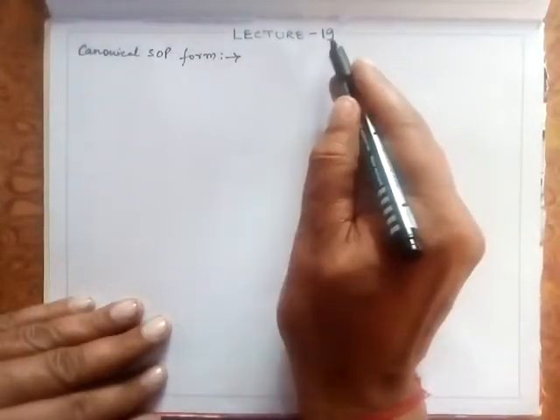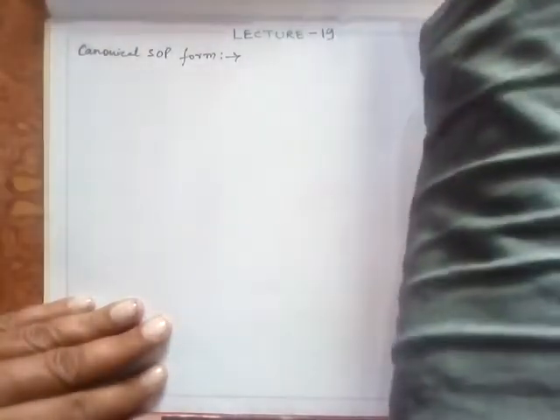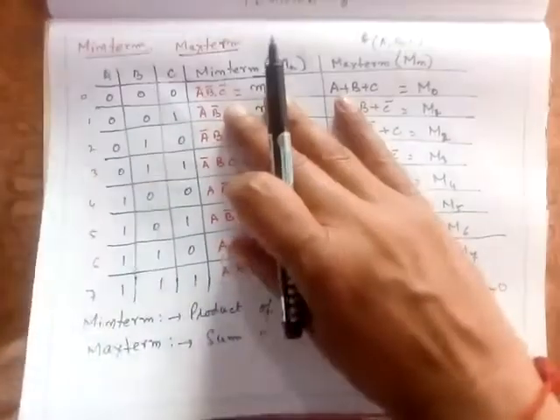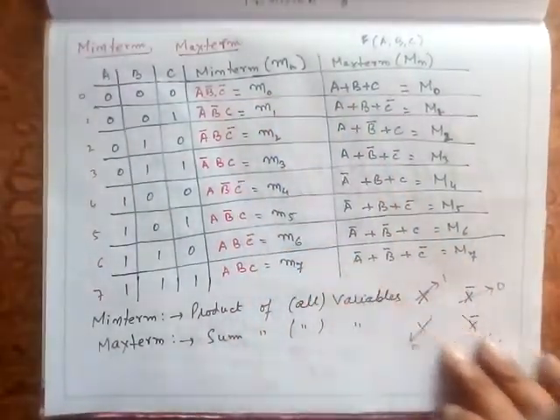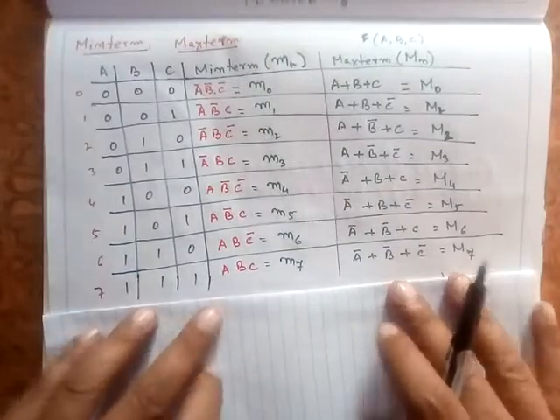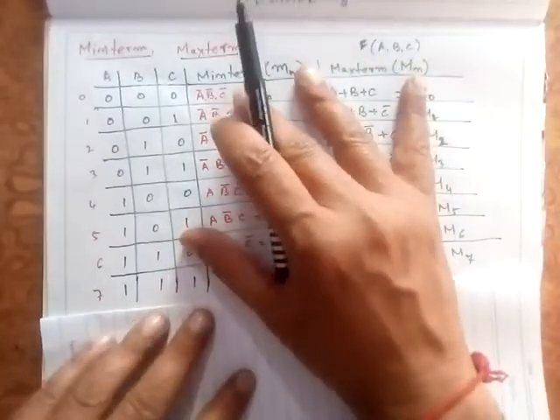So welcome to the 19th lecture of this course. In the last lecture I ended up with the minterms and maxterms with you. What do you mean by minterm?